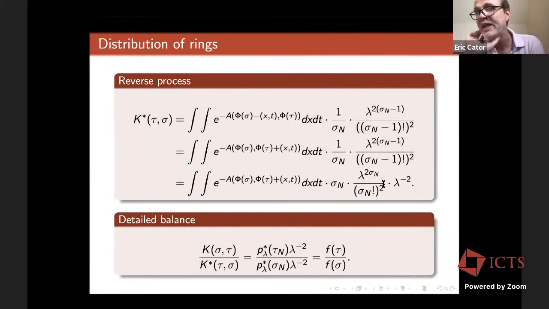It's exactly the size-biased distribution of lambda, because you get lambda squared to the power sigma n, you get sigma n factorial squared, and you get the extra factor, the size bias factor, sigma n. So what it says here is just p star of lambda sigma n, this factor here. And in the same way in the top, you get p star of lambda tau n. And then there's this extra factor lambda minus squared, but well, lambda minus 2, it cancels. And of course, p star lambda sigma n is exactly f sigma, and here you get f tau, proving the detailed balance, and therefore proving the distribution of our Markov chain.